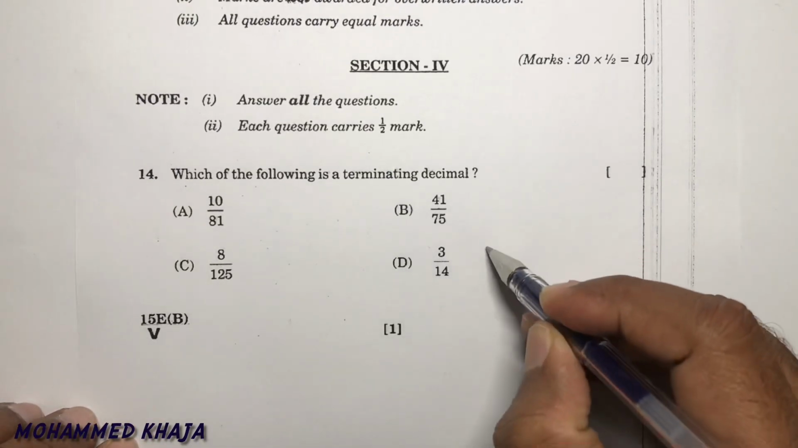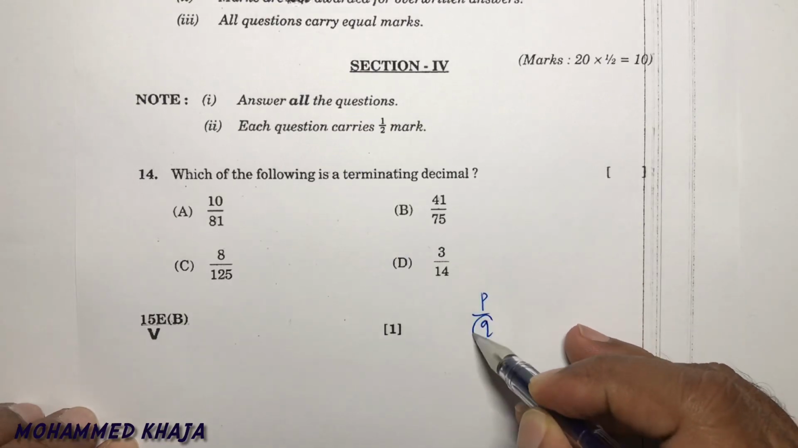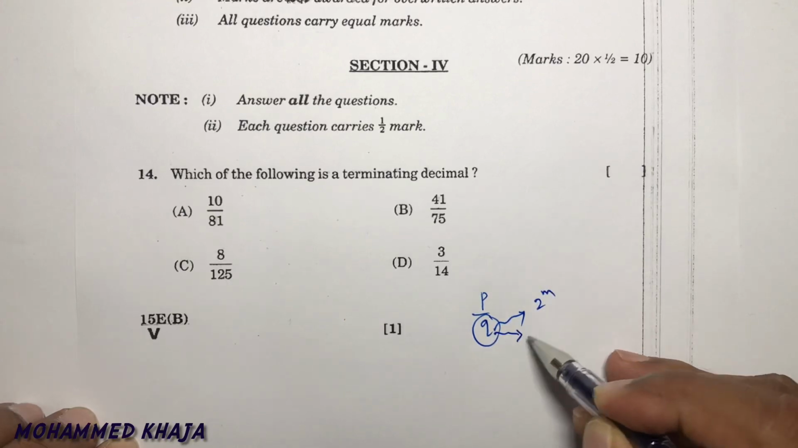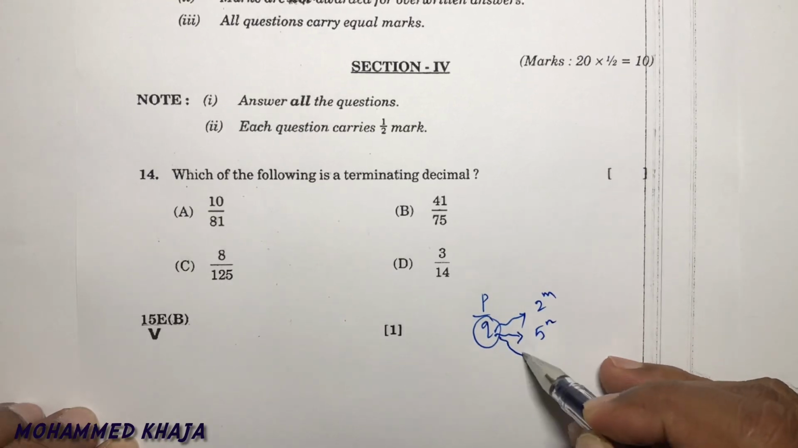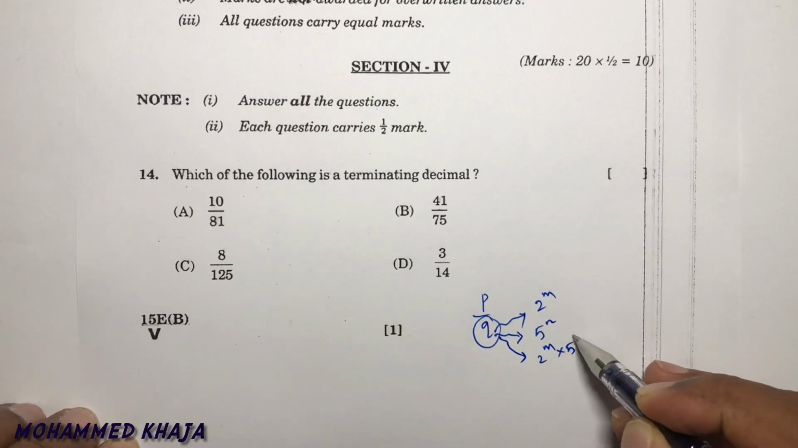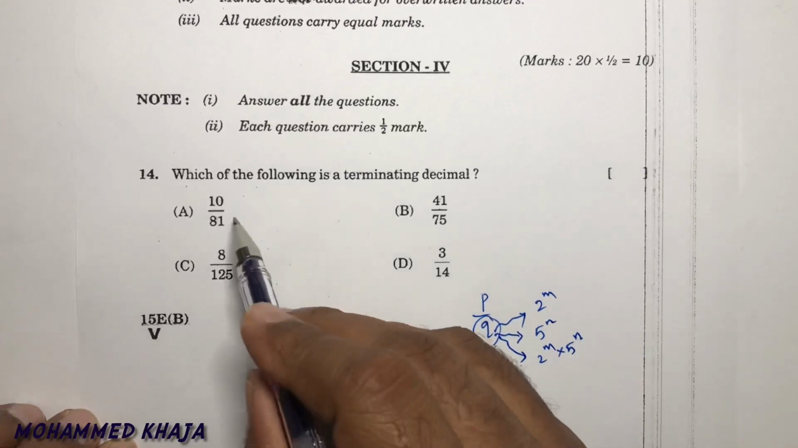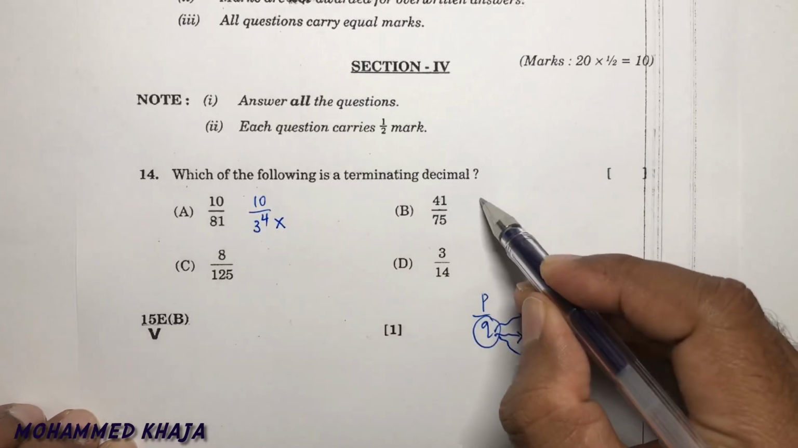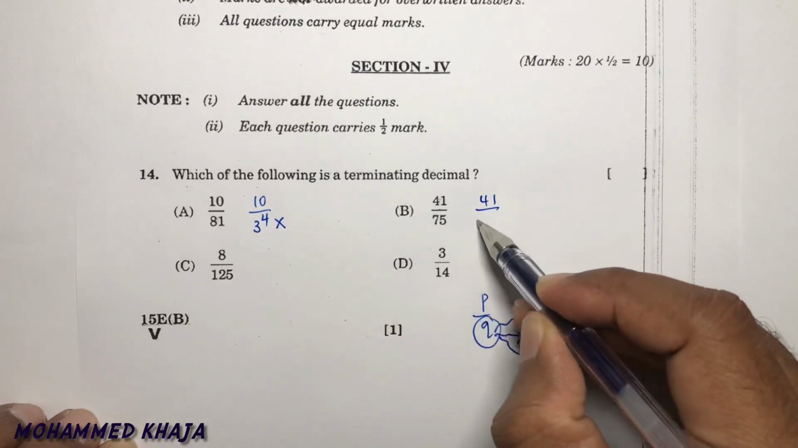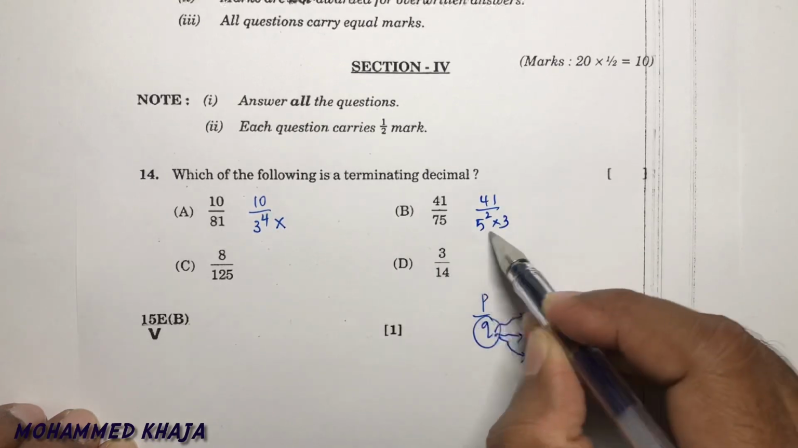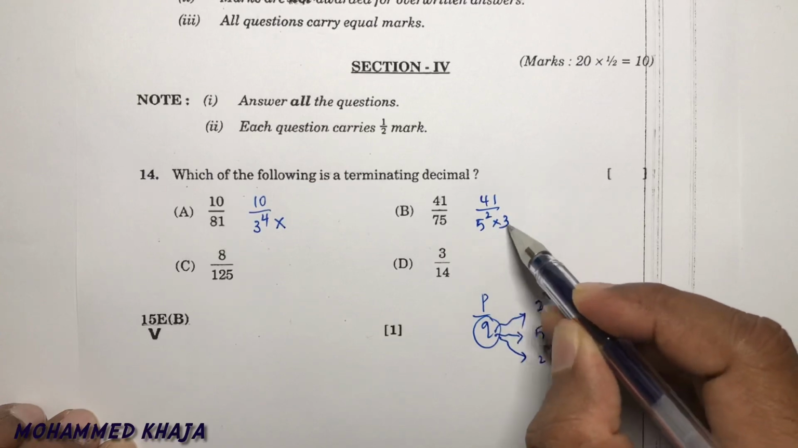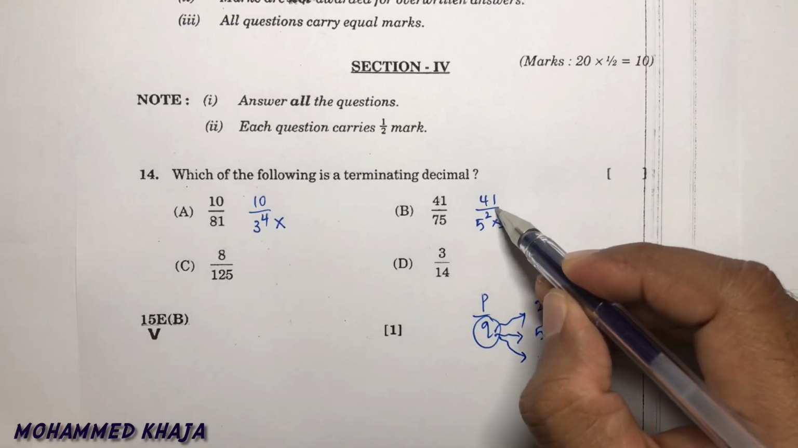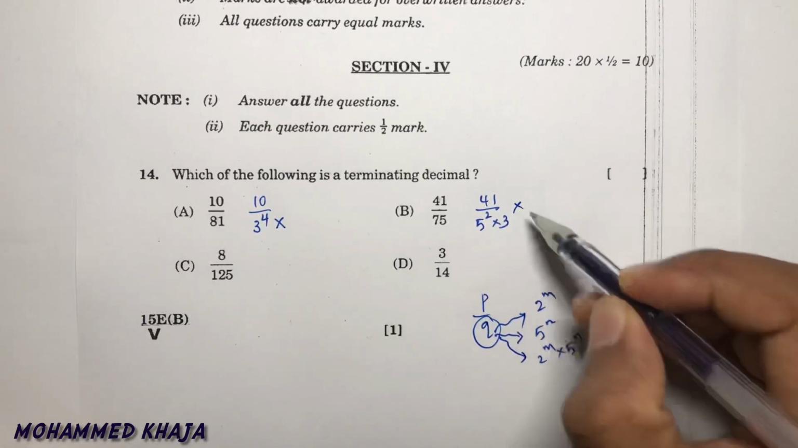See, a decimal p by q will terminate if the denominator q has only the factors 2 or 5 or 2 and 5. Here it is 10 by 3 power 4, so it is non-terminating. And this one, 41 by 5 square into 3, we have 3 here. It should have only 2, 5 or 2 and 5. Other factors should not be in the denominator, so this is also not terminating.